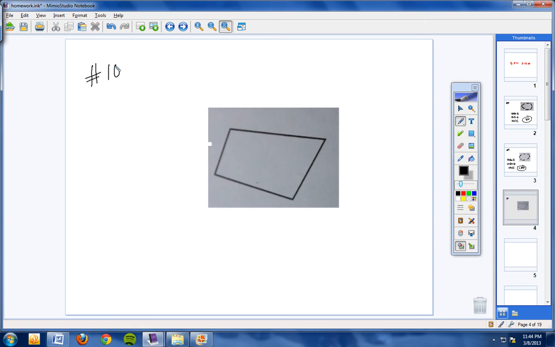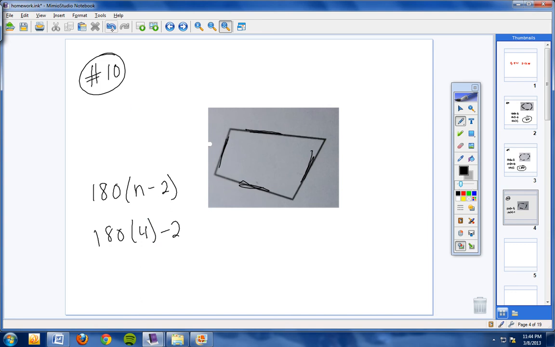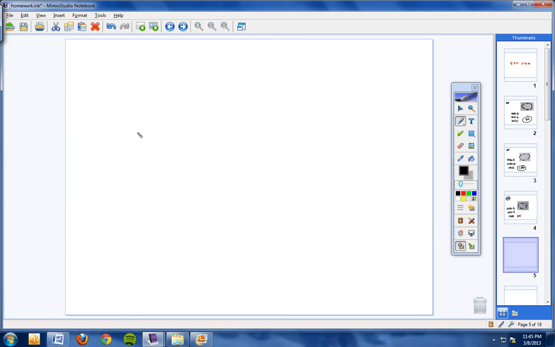They want us to find the sum of the measures of the interior angles. Let's count the sides. 1, 2, 3, 4. So we have 4 sides. So 180 times n minus 2. For the n, I'm going to substitute 4, obviously. 4 minus 2 is 2, and 180 times 2 is 360 degrees. So if you add up all 4 angles, you will get 360. Okay, next would be number 11, I believe.